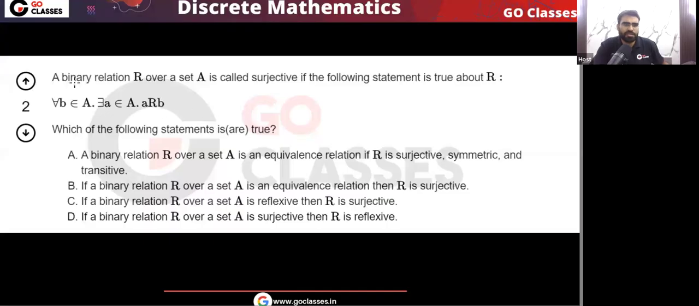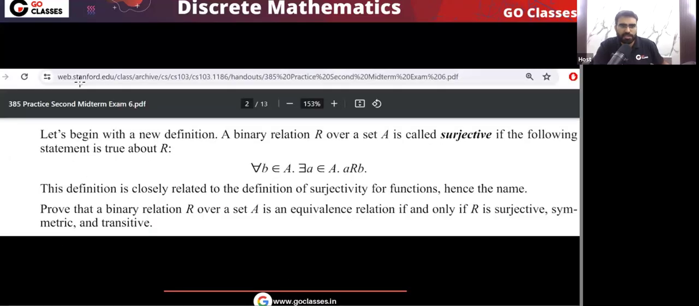Let's start with this question. A binary relation over set A is called surjective, and this definition of surjective relation is given to you. So a new relation has been defined. Let me tell you that this question is actually from Stanford. Let's begin with a new definition. They are defining a new relation. A binary relation R on a set A is called surjective if the following statement is true: for all B, there exists A such that A is related to B.